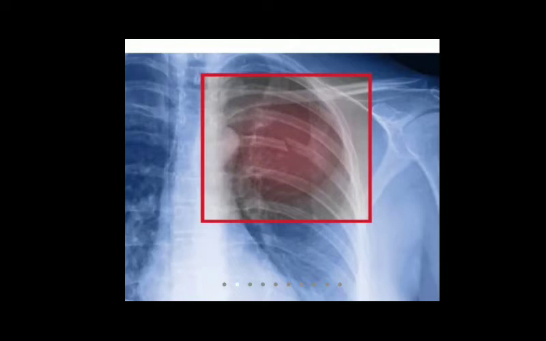What are the types of pneumothorax? The primary pneumothorax and secondary pneumothorax. Primary pneumothorax has no cause, idiopathic. And secondary pneumothorax causes are COPD, cancer, lung abscess, bronchitis, tuberculosis.